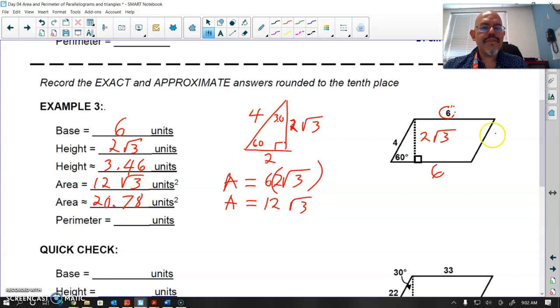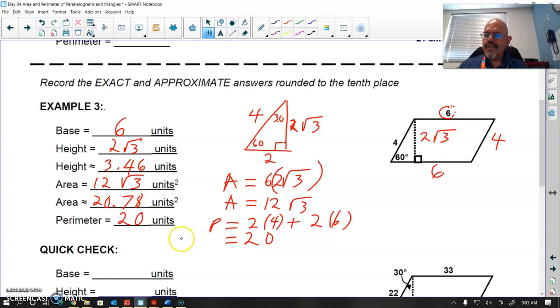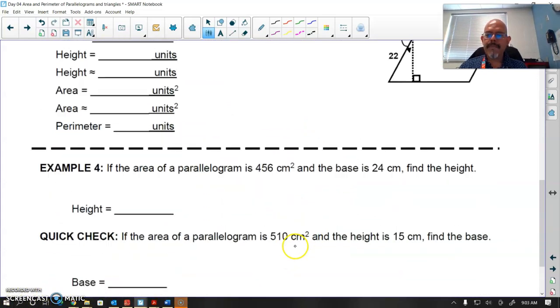Now we want to find out what the perimeter is. Well, we have enough information. They give us the 4. So the perimeter is going to be 2 times 4, which is 8, plus 2 times 6, which is 12, which is going to give us 20. Okay, and that's that.